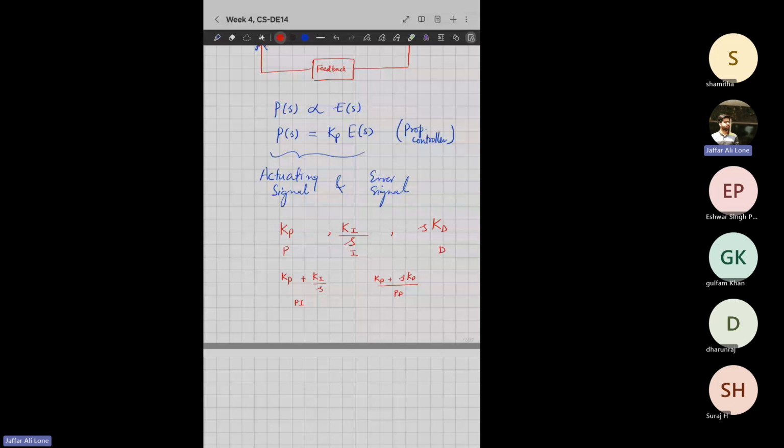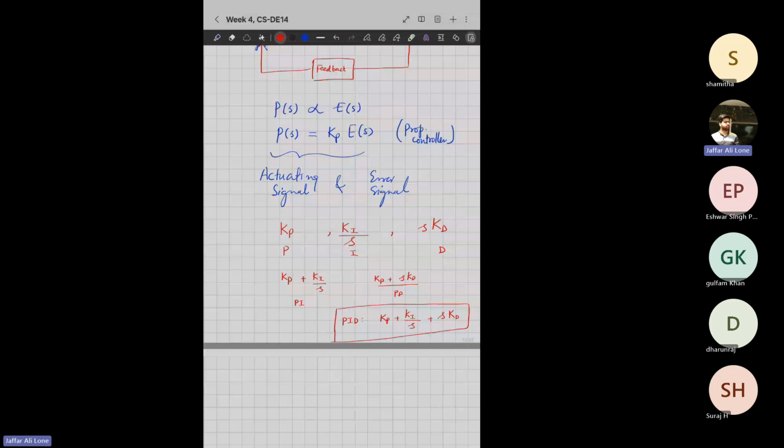The professor must have explained in detail. So if you want to use PID, which is a very well-known controller used in industry, you have an expression of the controller like this: Kp plus Ki by S plus Kd S, right? So this is the expression for a proportional, integral and derivative control.